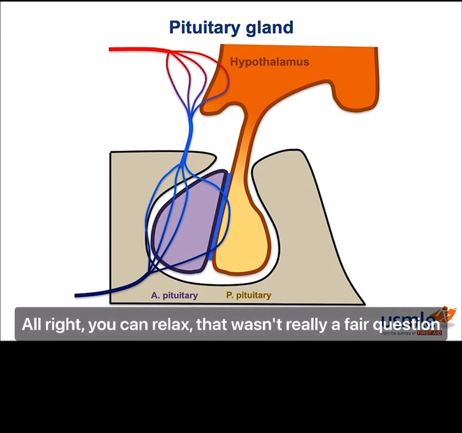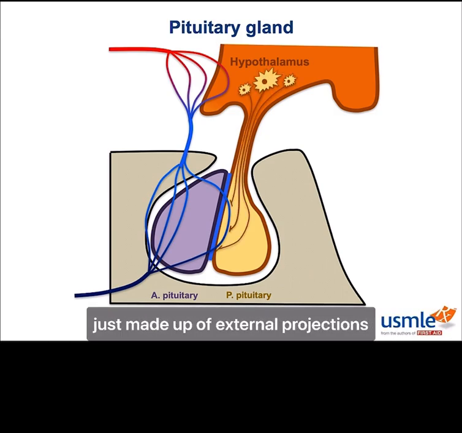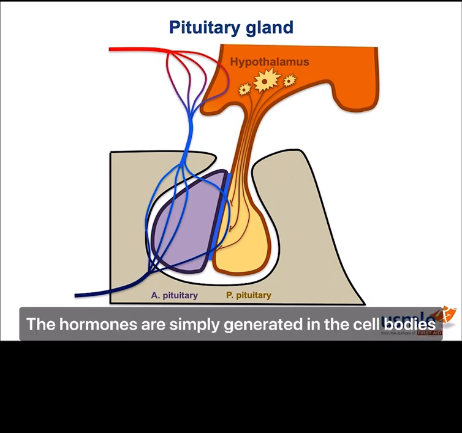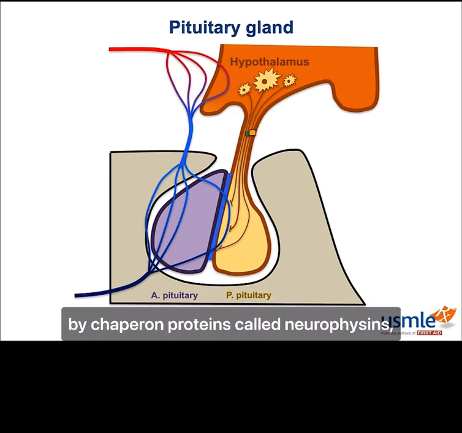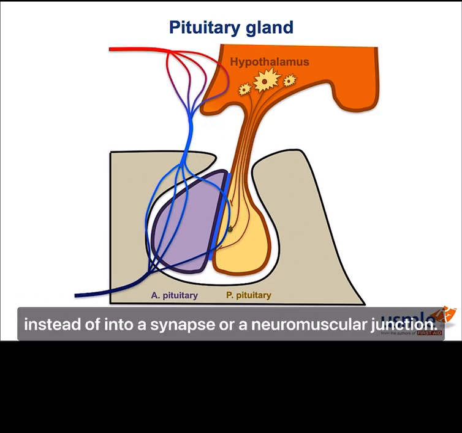So, how does the hypothalamus control the secretion of hormones from the posterior pituitary? Alright, you can relax. That wasn't really a fair question, because the posterior pituitary is actually just made up of axonal projections from the neurons in the hypothalamus. So there's no trophic hormones traveling through the portal system like there is for the anterior pituitary. The hormones are simply generated in the cell bodies in the hypothalamus and are escorted down the axon by chaperone proteins called neurophysins, and then get released by the modified axon terminals specialized to release hormones into the bloodstream instead of into a synapse or a neuromuscular junction.